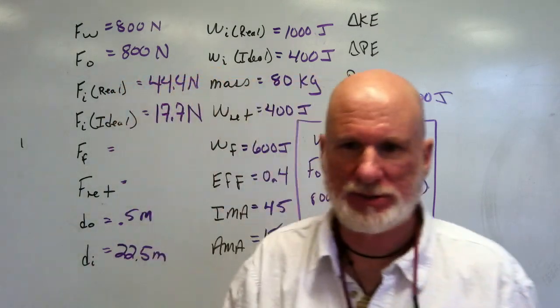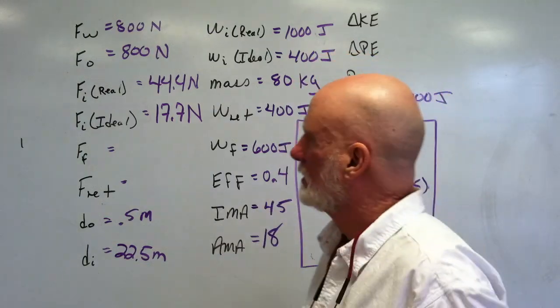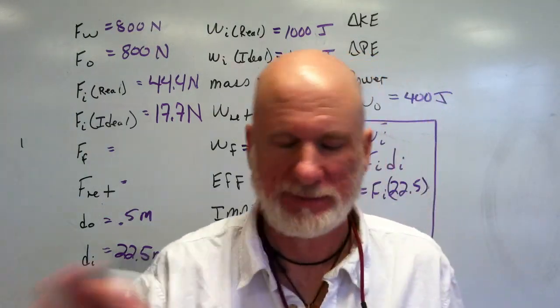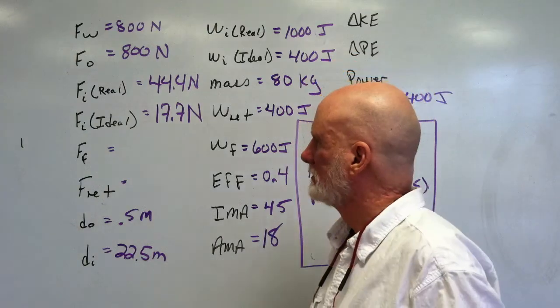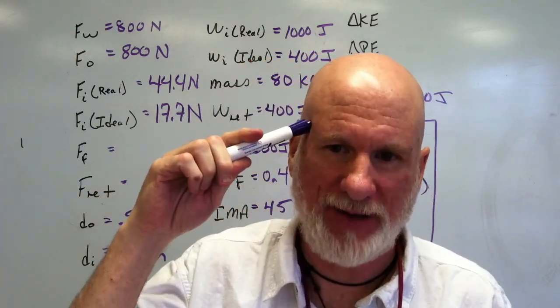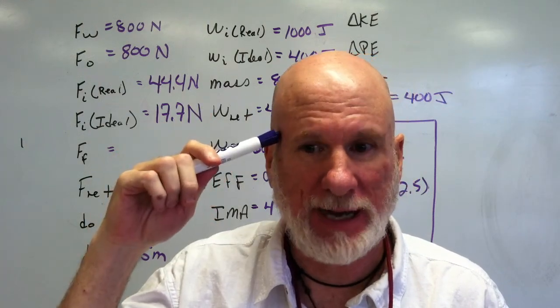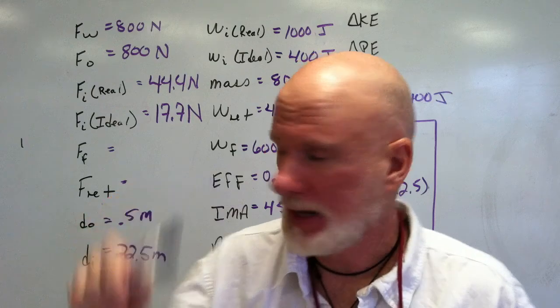I thought it was 800 minus 44.4 mainly because he said that's what it was. Well, what you're doing is comparing FO and FI. You have to compare FI real with FI ideal. You get it? Okay.